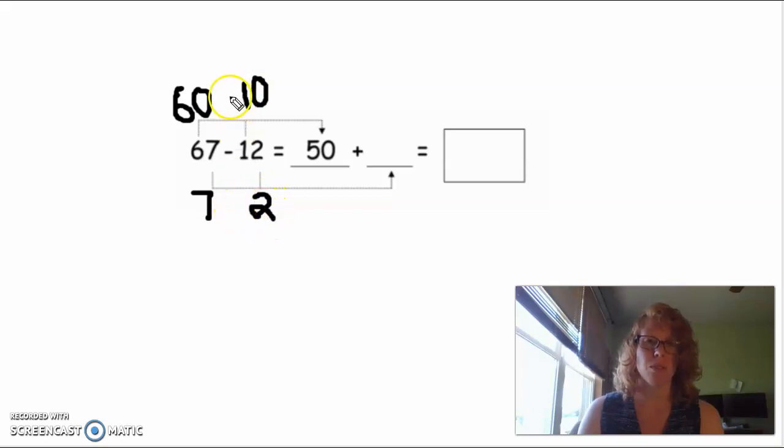So I'm just going to be subtracting these place values. 60 take away 10 is what? 50. 7 take away 2 is 5. And then we put them back together. 50 plus 5 is 55. You see how we're doing that? We're going to do one more together.